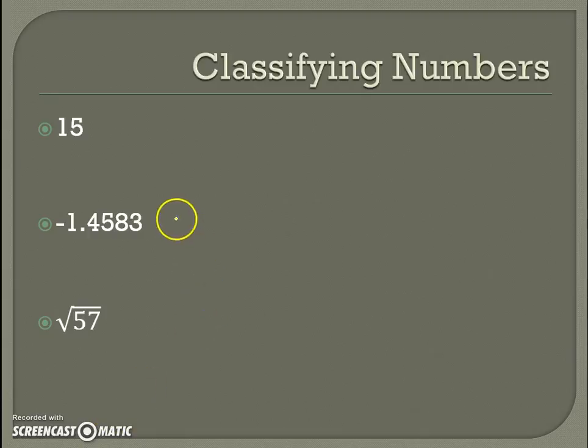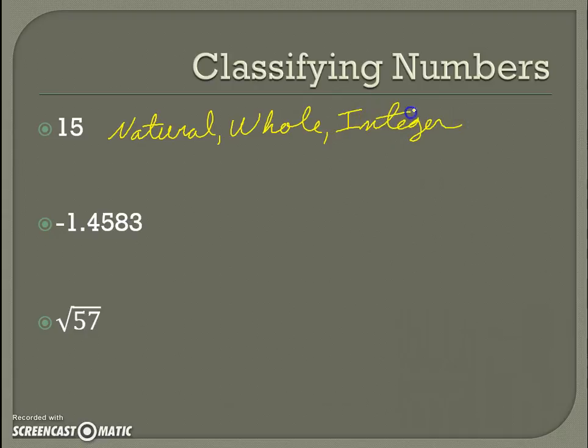So when you're classifying numbers, you start at the most specific one that you could get and you work your way out. So this 15 right here, we could classify as natural. And if it's natural, it's automatically a whole number. And if it's a whole number, it's automatically an integer. And if it's an integer, it's automatically rational. So you would work your way out on that Venn diagram that you copied down.